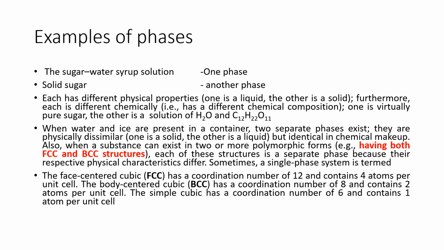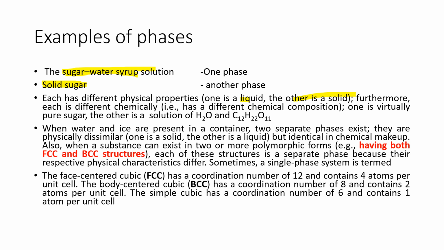Examples of phases. We must differentiate between single phase and binary phase isomorphous systems. The sugar water syrup solution is one phase and solid sugar is another phase. In a phase diagram we must differentiate different phases. So the sugar water syrup solution is the combination of liquid and solid solution. We will consider this one phase region, while the other phase is when they are separated from the mixture of liquid plus solid. Suppose we get pure solid sugar, then this will be considered as another phase.